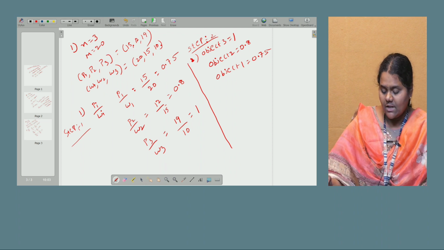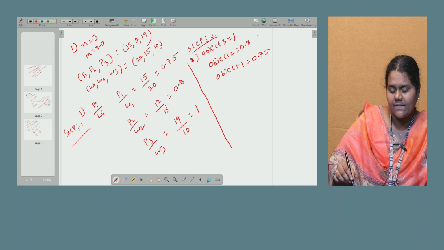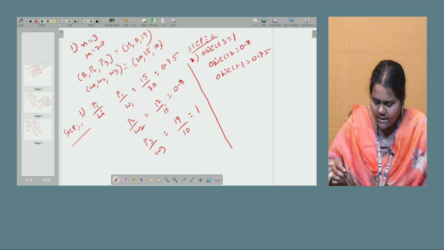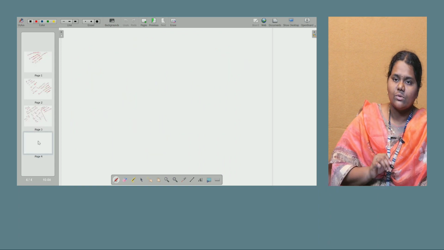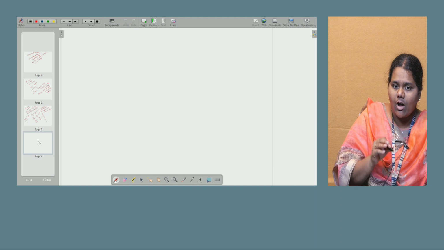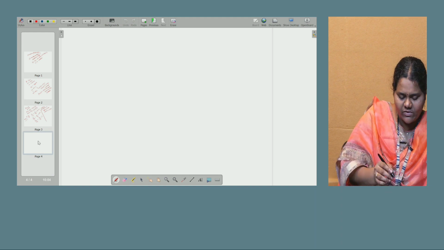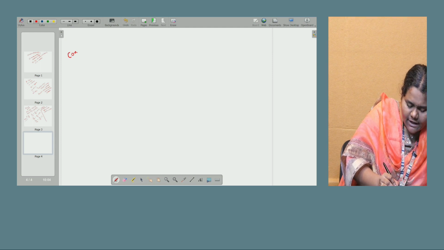So step 1: we have already arranged the objects in descending order. After that, we have to take all the objects and place them into the knapsack. That is the main aim of this knapsack problem. So here, next, condition 3.